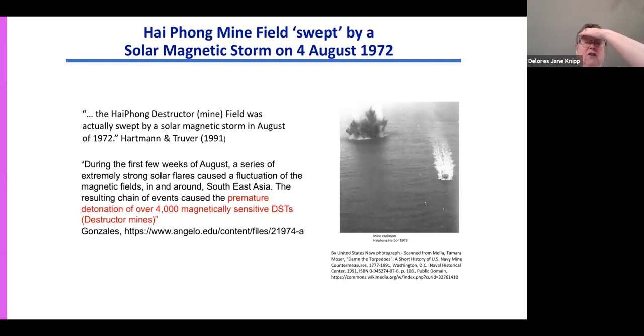But what happened on the 4th of August was the premature detonation of over 4,000 magnetically sensitive destructor mines. We don't know exactly what time that was. I don't know if anybody knows or if it's still classified. But Michael Gonzalez was a Navy man in charge of putting those mines back in place. And he said they worked 24/7 in Manila under grueling conditions to reconstruct the minefield so that the pressure would stay on and the materials flowing into North Vietnam would not be able to flow, so that we could all agree on a peace accord. And that is my story.